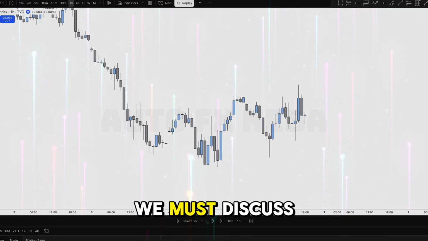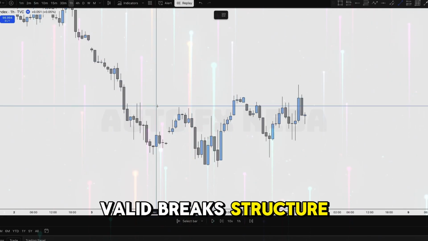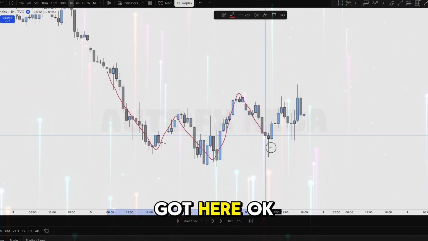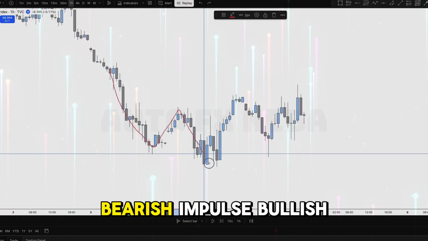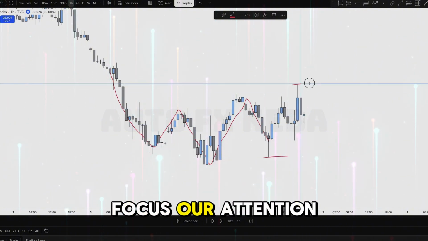Now, one thing we must discuss is how we determine viable, valid break of structure. So for this example, I just want you to focus in on the price action we've got here, okay? What we've got basically is a bearish impulse, bullish correction, bearish impulse, bullish impulse, bearish correction. And then this is where we're really going to focus our attention for this example.